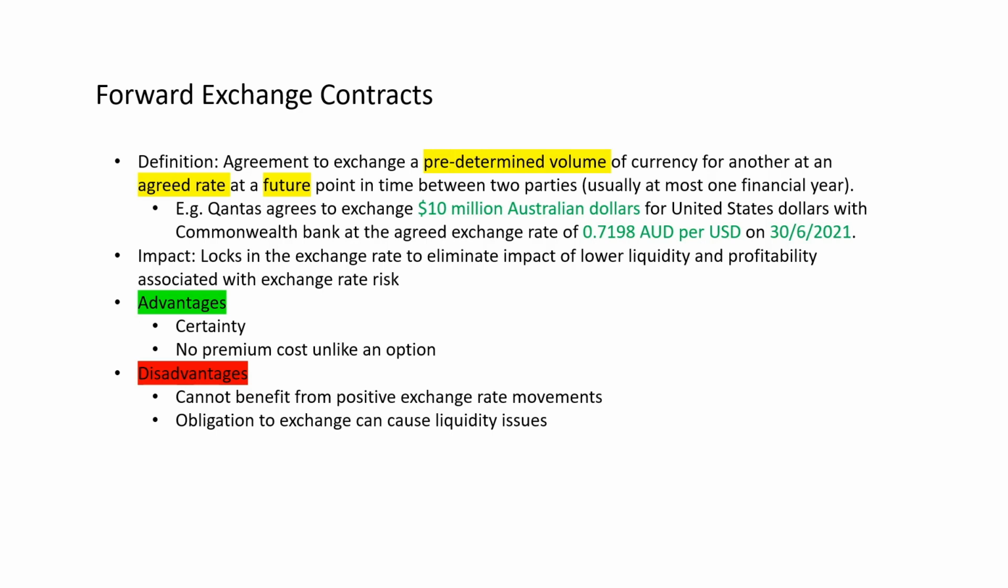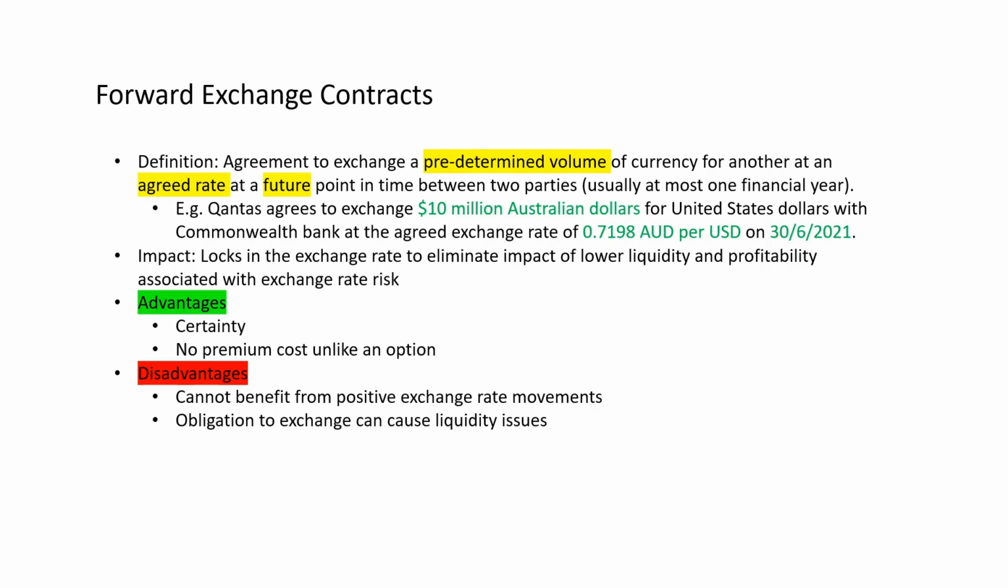The second disadvantage is that with a forward exchange contract, you have a contractual obligation that is enforceable in a court of law. And this can cause liquidity issues. So if, for example, Qantas is not able to come up with 10 million Australian dollars on the settlement date of 30th of June 2021, then it is liable in court. Okay, so that's how forward exchange contracts essentially work.